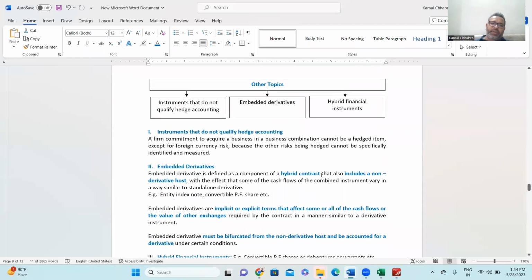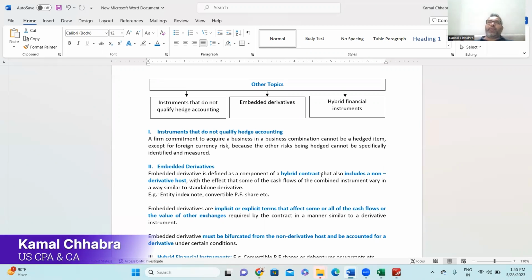In the other topic, we have three things: instruments that do not qualify for hedge accounting, embedded derivatives, and hybrid financial instruments. Instruments that do not qualify for hedge accounting: a firm commitment to acquire a business in a business combination cannot be a hedged item except for foreign currency risk, because the other risks being hedged cannot be specifically identified and measured. When you are doing any merger or acquisition, you cannot hedge the final result, but what you can best hedge is the foreign currency exposure.